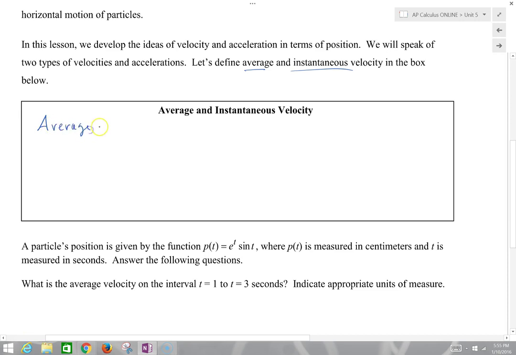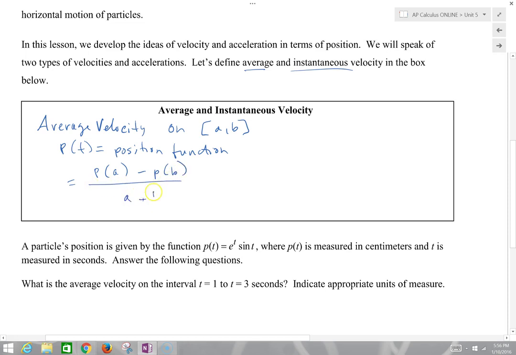Average velocity on the interval a to b is just the slope formula for the position function. So if p of t equals position or displacement function, then the average velocity is equal to p of a minus p of b over a minus b, which you should recognize because we've been doing average slopes, the slopes of secant lines, using that.